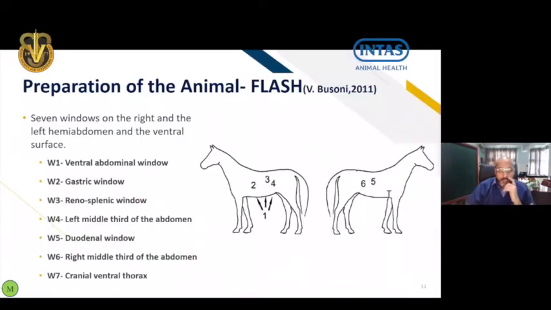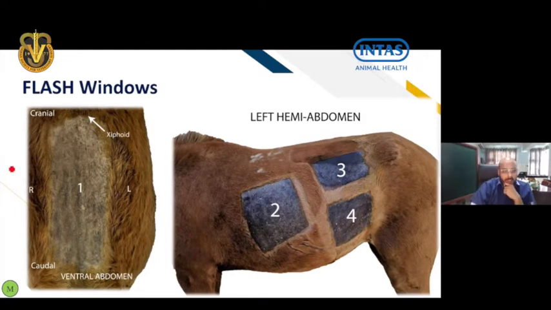Okay. Now, first of all, I'll discuss FLASH. FLASH is a quick technique of ultrasonography, where you make the windows and you see the organs. W1 is a ventral abdominal window here. W2 is a gastric window here. 3 is a renosplenic window. 4 is the left middle third of the abdomen. 5 is a duodenal window. 6 is the right middle third of the abdomen. And 7th here is the cranial ventral thorax. Now, coming to window one. Now these are the FLASH windows.